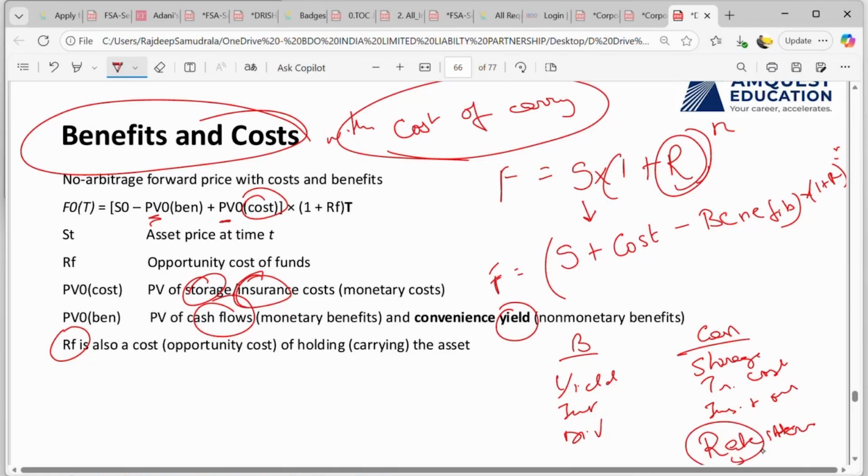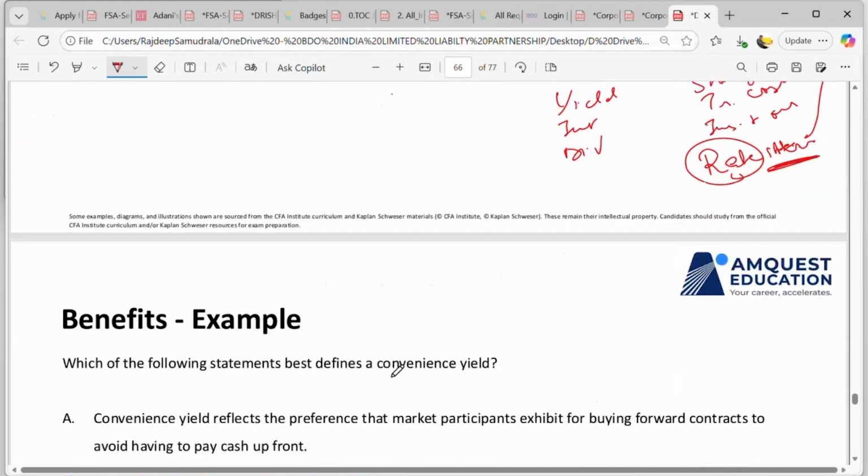This rate of interest is included in the upper part of the formula. These costs will increase your cost of carry, right? That's why we say cash and carry and reverse cash and carry. Clear? So the cash cost effectively goes up and down.